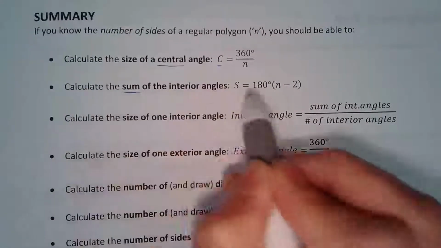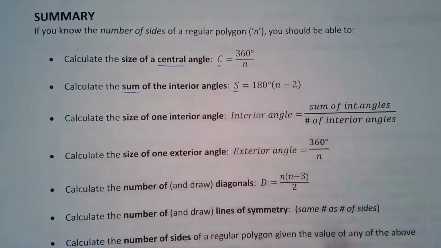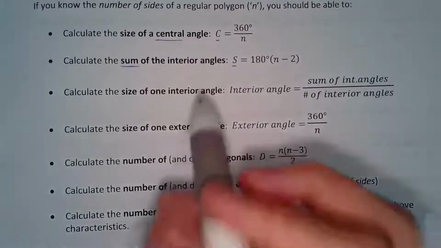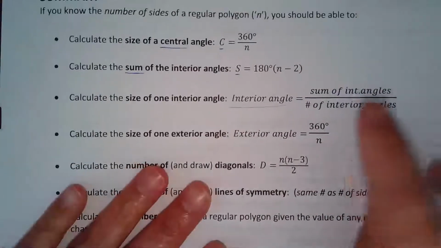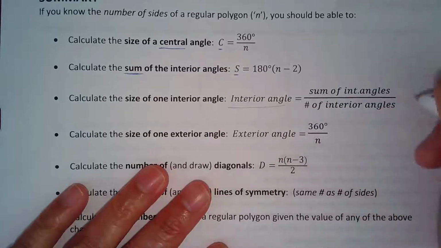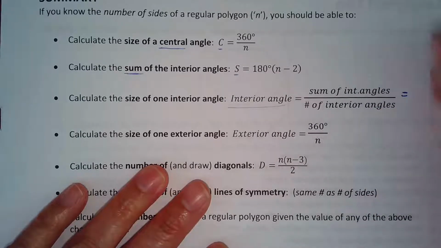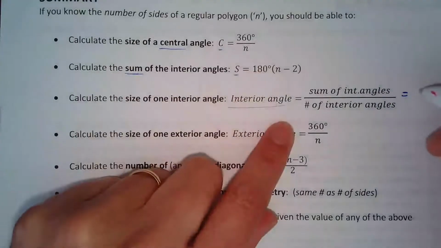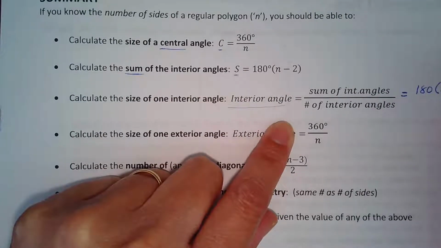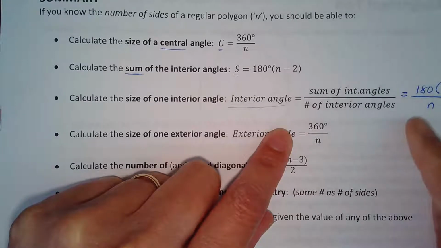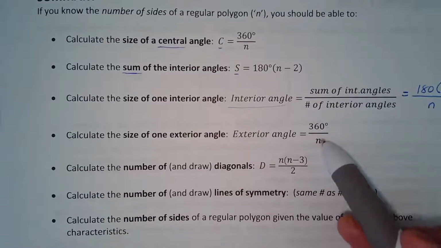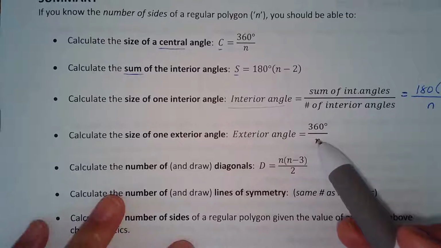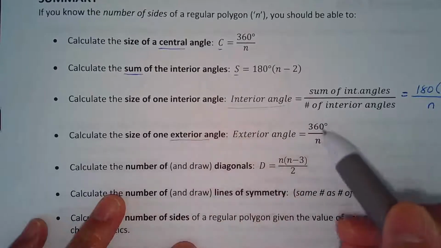Sum of interior angles. That's why it's S, sum. Interior angle. If you want to rewrite everything down, it would be the sum of interior angles, which is 180 times n minus 2, divided by n. Size of exterior angle, which is the same thing as the central angle. Exterior angle, 360 divided by n.